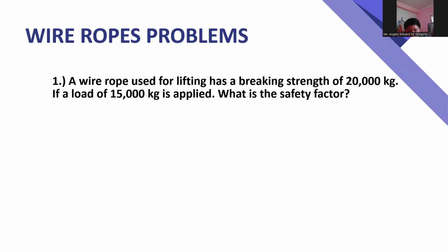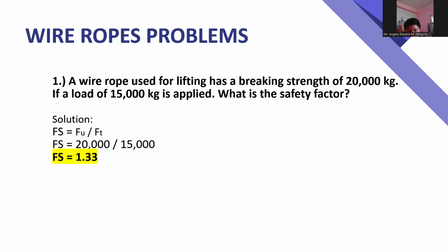A wire rope used for lifting has a breaking strength of 20,000 kg. If a load of 15,000 kg is applied, what is the safety factor? Here we're going to utilize the factor of safety formula, which is ultimate strength divided by the load applied or the tension of the rope. So 20,000 divided by 15,000 is 1.33.